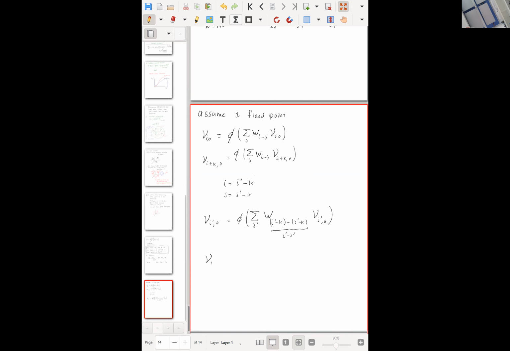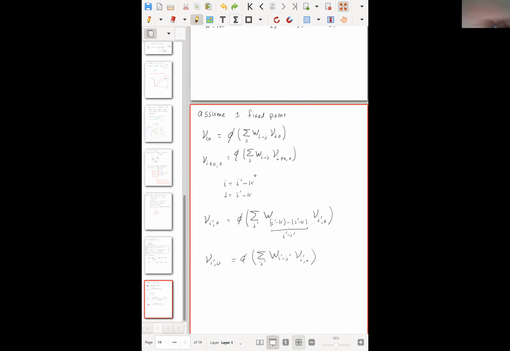So we have ν_{i′},0 equals φ of the sum over j′ of W_{i′−j′} ν_{j′},0. So if this term here is a solution, these are just dummy variables. We can now let i′ go back to i. That's a solution. Okay. So because of this translation invariance, translation invariant φ rates are also a solution.